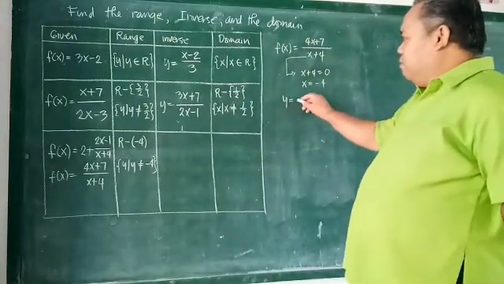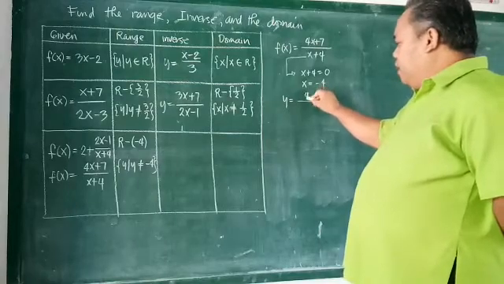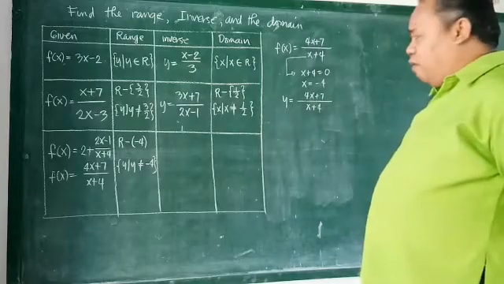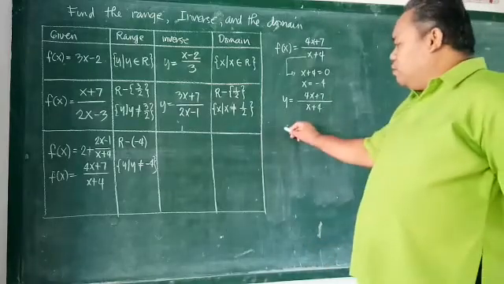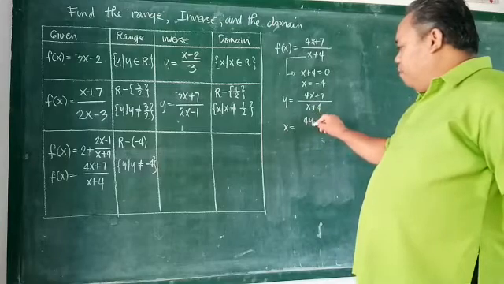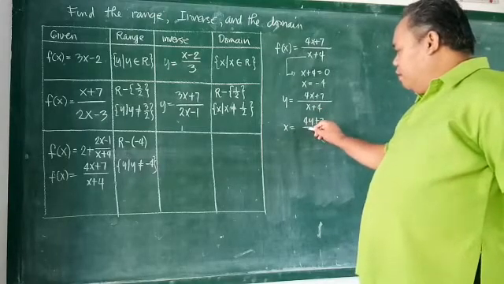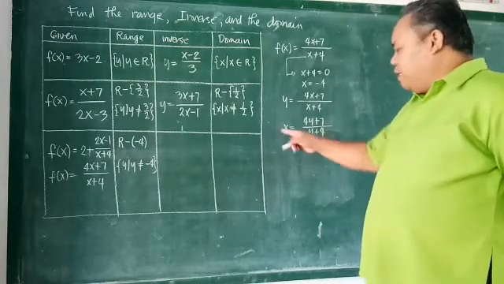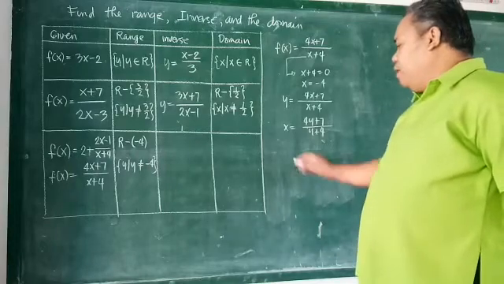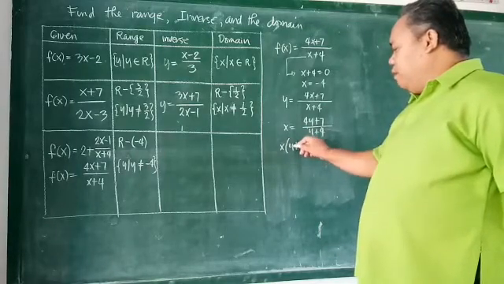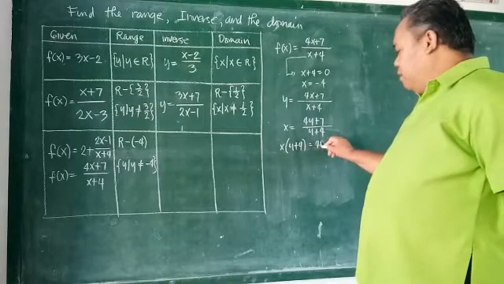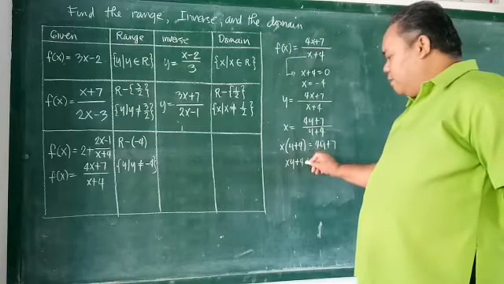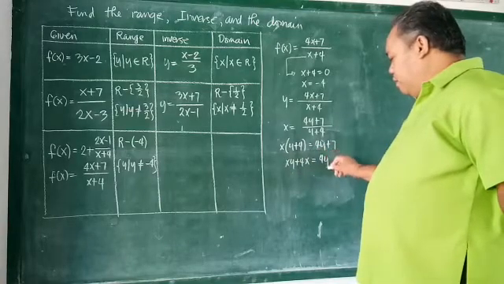Now, let us find the inverse. So y equals (4x plus 7) over (x plus 4). Interchange the values of x and y: x becomes y and y becomes x. So x equals (4y plus 7) over (y plus 4). Then multiply both sides by y plus 4. So x times (y plus 4) equals 4y plus 7. And distribute x: xy plus 4x equals 4y plus 7.